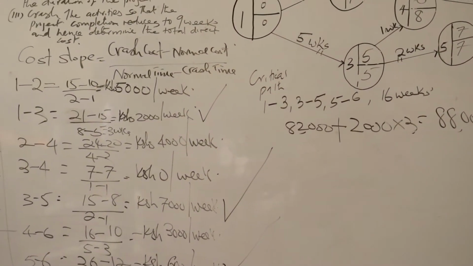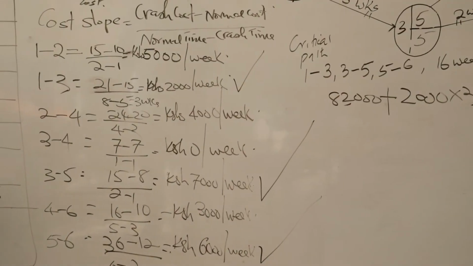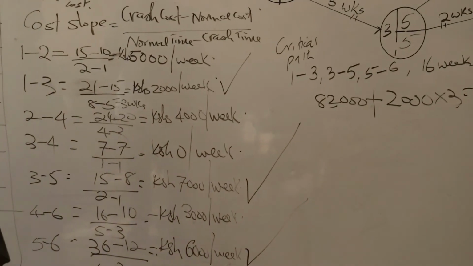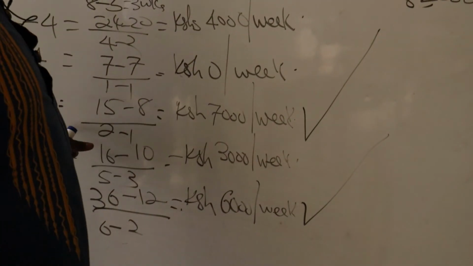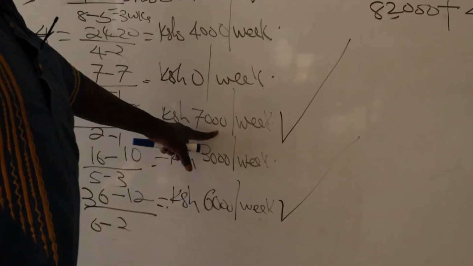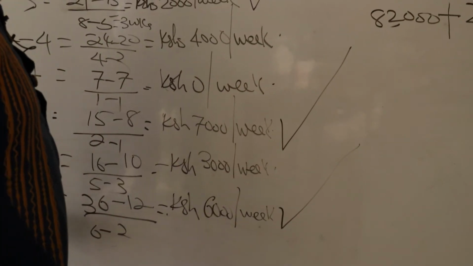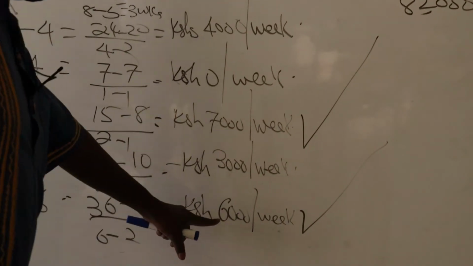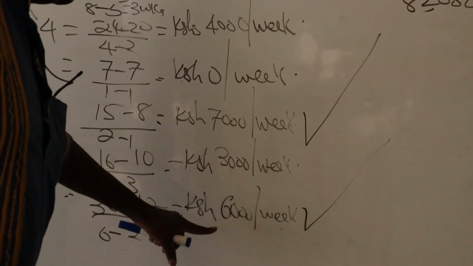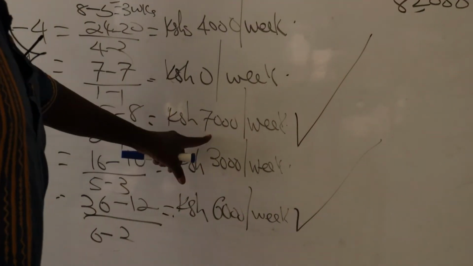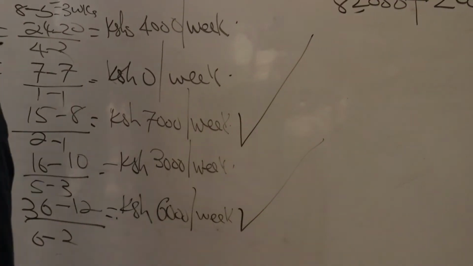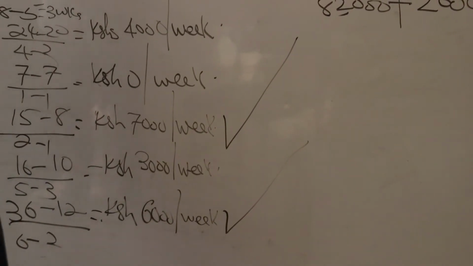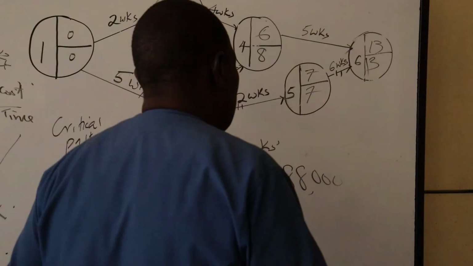So the activity which we crash is activity 5 to 6. We cannot crash activity 3 to 5 because it has a higher cost slope compared to 5 to 6. 5 to 6 is Kenya shillings 6,000, and 3 to 5 is 7,000 per week. So we are going to identify activity 5 to 6, which has a lower cost slope.